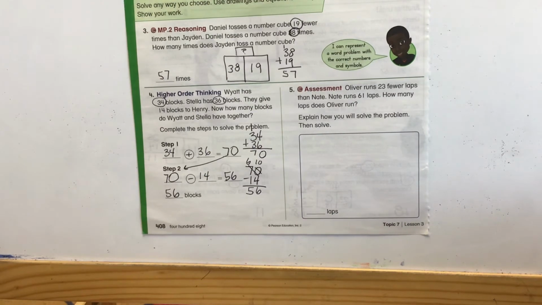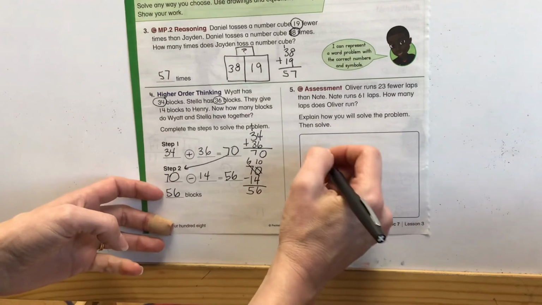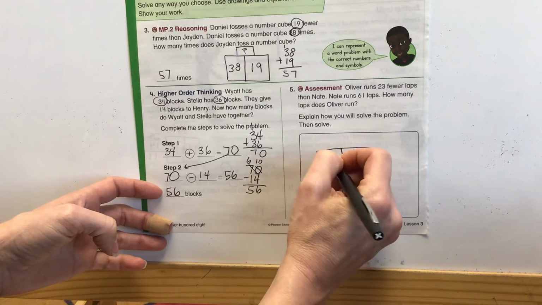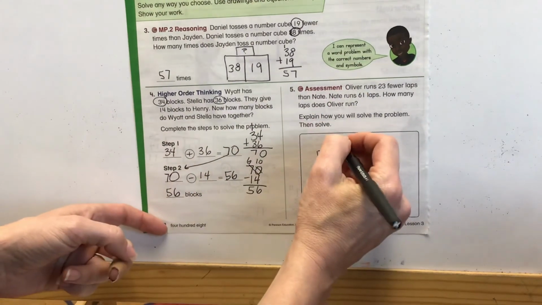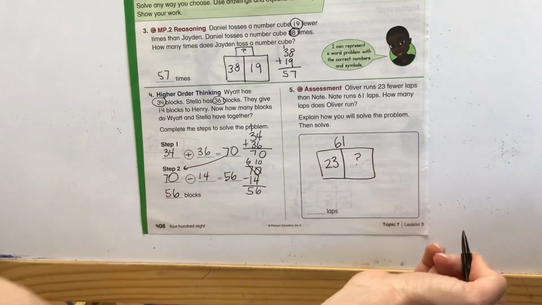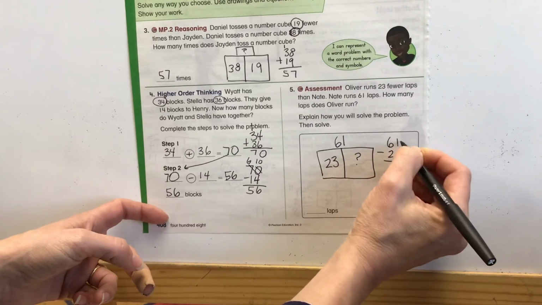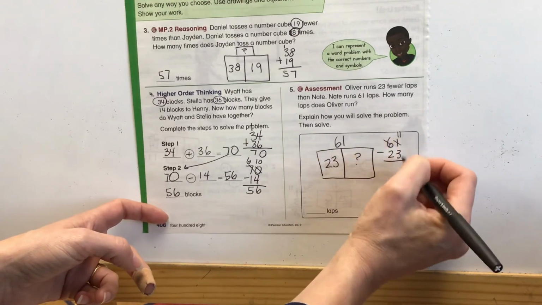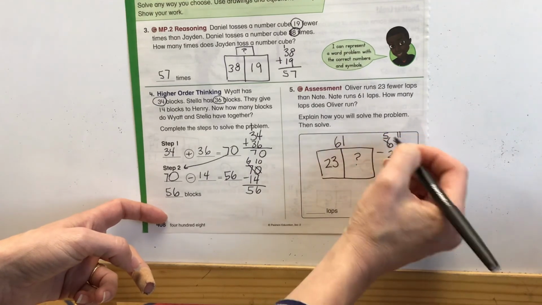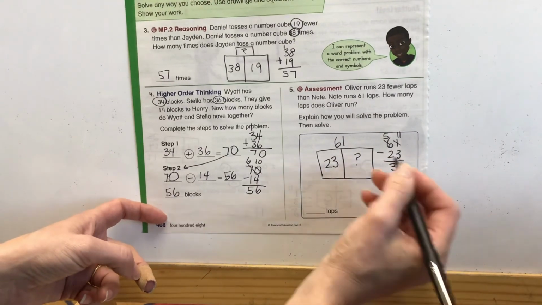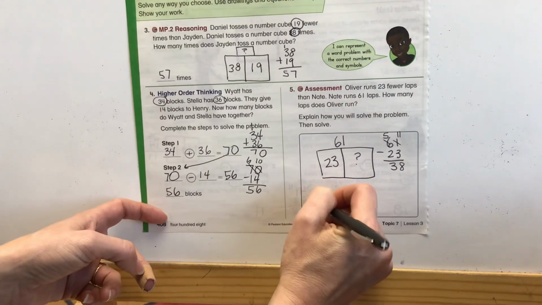All right, for our last and final one here, Oliver runs 23 fewer laps than Nate. Nate runs 61 laps. How many laps does Oliver run? So we know we have 23 fewer than Nate, and Nate's total is 61 laps. So we need to figure out what this is here. So 61 minus 23. 1 minus 3 won't work. We're going to have to regroup. 11 minus 3 is 8. That becomes a 5. 5 minus 2 is 3. And our answer is 38 laps.